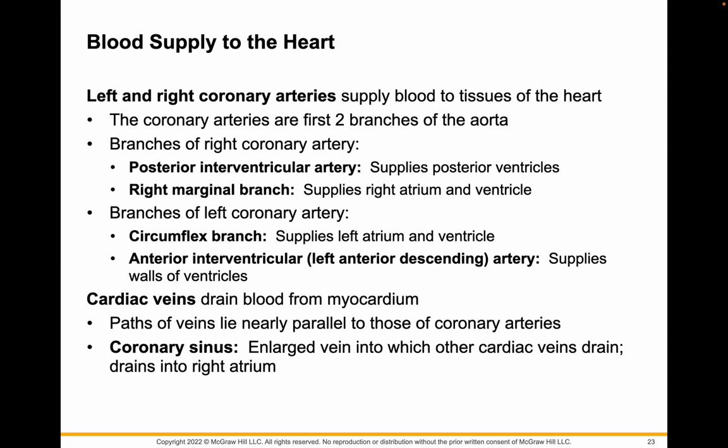Notice we're giving blood to both atrium and ventricles because both are going to contract and both need oxygen to do that work. The cardiac veins drain blood from that myocardium. Remember that middle layer of the heart wall that's mainly muscle? Well, the cardiac veins drain the blood from that and lead to what's called the coronary sinus. Now, sinuses are spaces, so this is an enlarged vein and that drains into the right atrium.